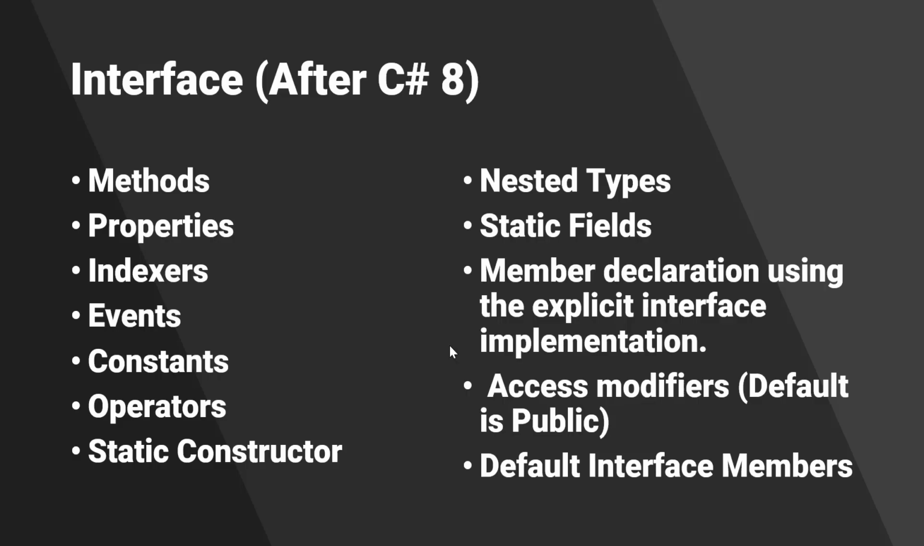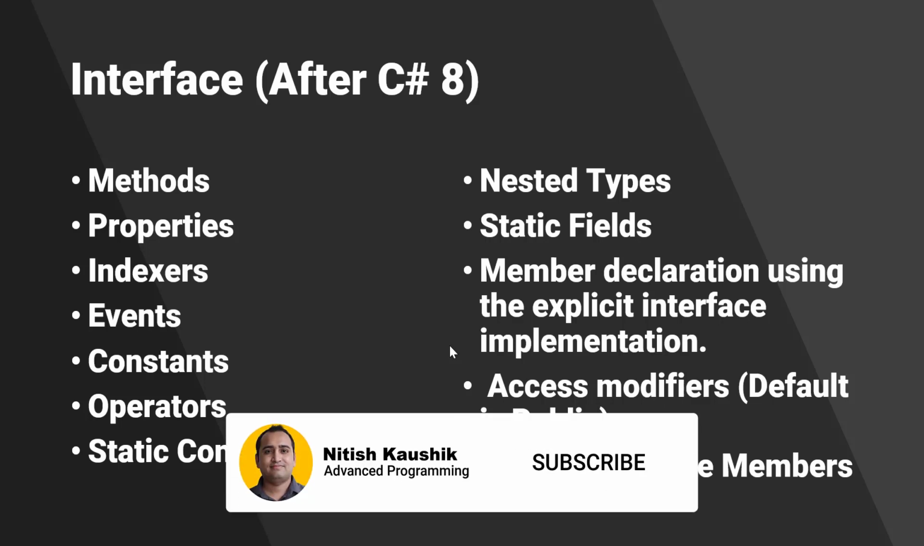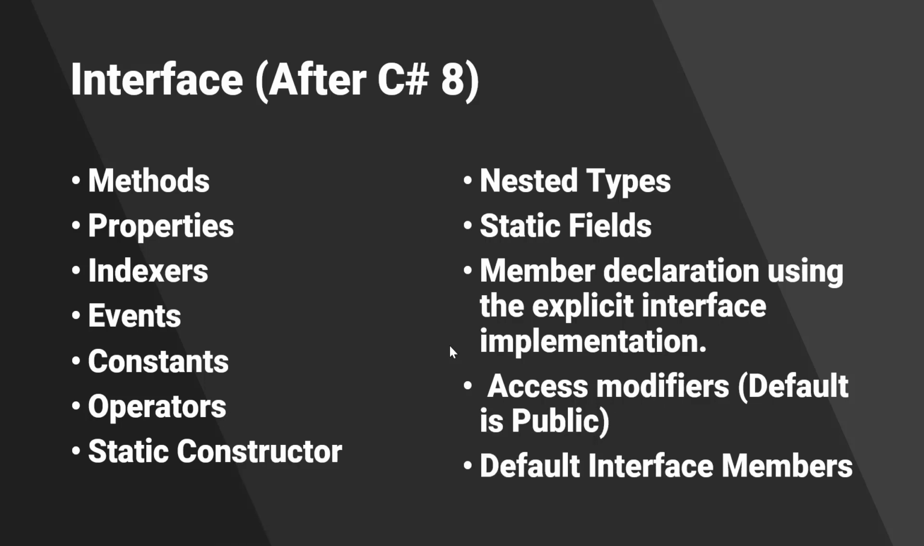If you remember, we had only 4 types of members in the interfaces, but now we have so many of them. We can have methods, properties, indexers, events, constants, operators, static constructor, nested types, static fields, and we can also have the member declaration using the explicit interface implementation. We can also provide access modifiers to our members, and we can also have default interface members.